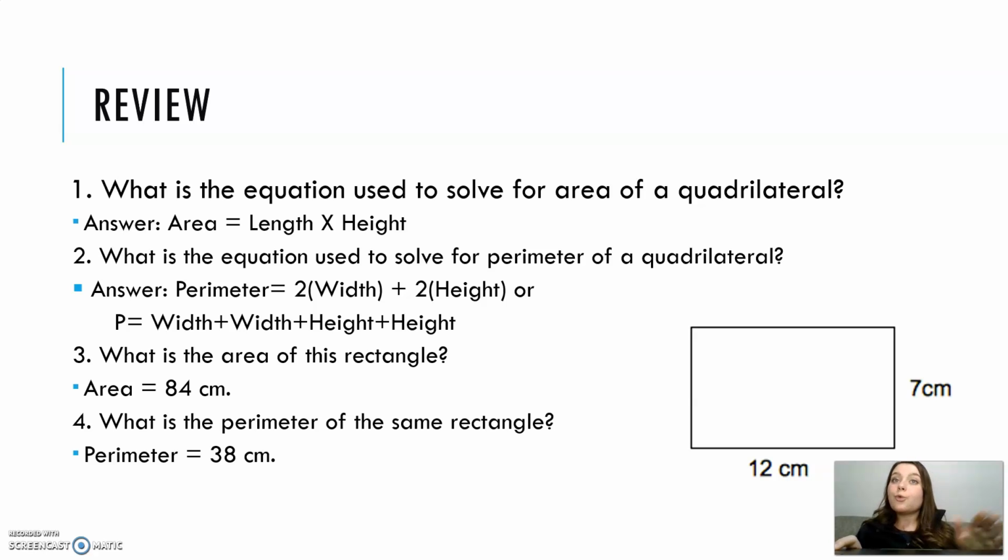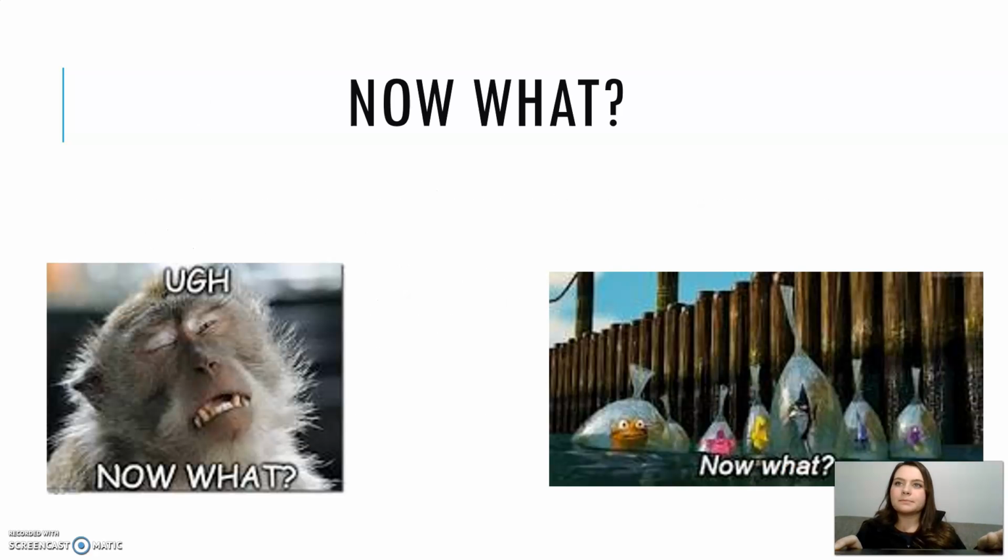Good answer. Or did anybody else solve it a different way? Yeah, go ahead. You did 12 times 2, which got you 24, plus 7 times 2, which was 14, which equaled 38 in the end. Perfect. See, those both get you the same answer, but it does get a little confusing, so whichever one you feel more comfortable with, either way.